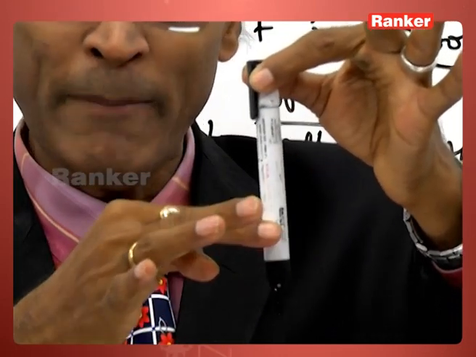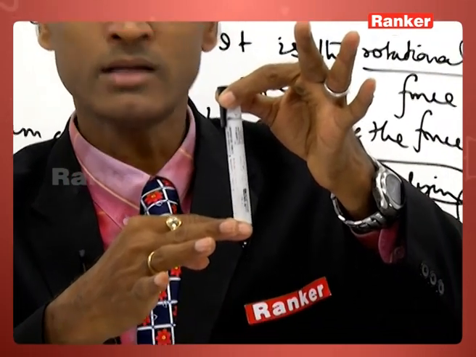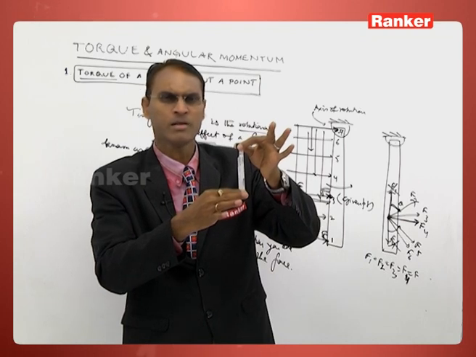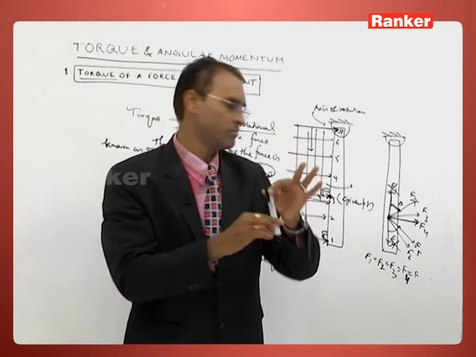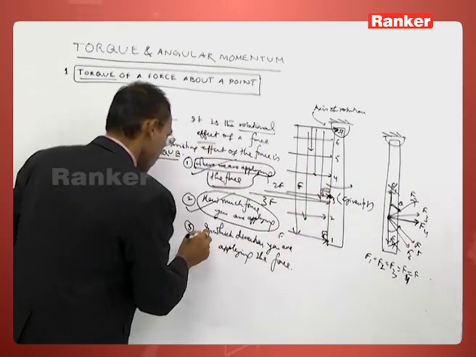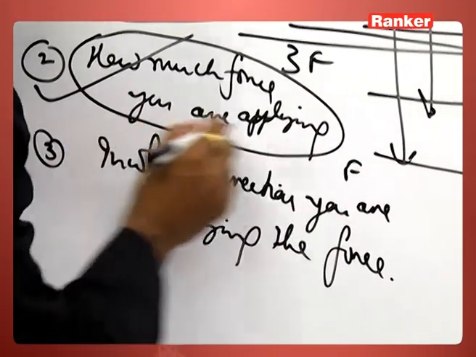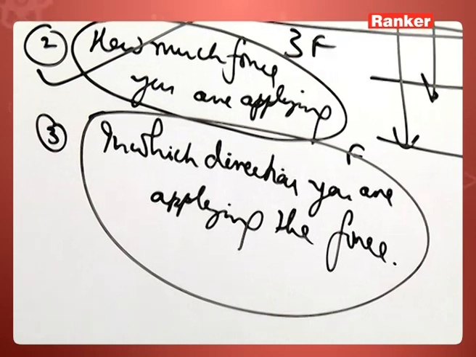But when you pull perpendicular to the rod, it will rotate maximum. The ease of rotation is maximum. The twisting effect is maximum. Therefore, in which direction you are applying the force also decides the ease of rotation.